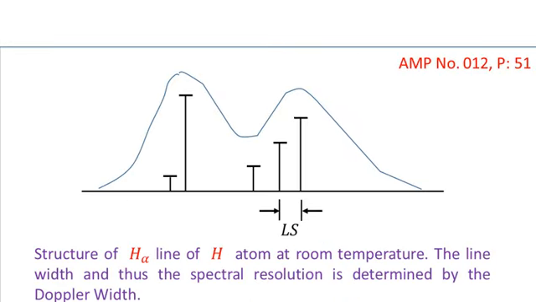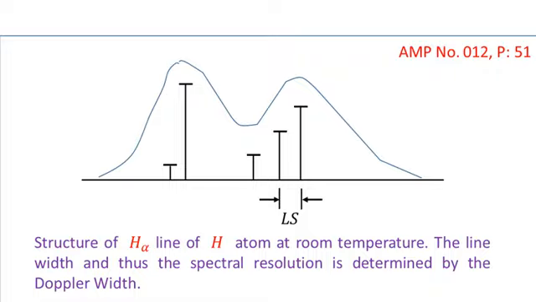And these 7 transitions have been plotted in this diagram. So actually this is the structure of the H alpha line of the hydrogen atom at room temperature. The separation between two lines is due to Lamb shift, because if there is no Lamb shift, then this would be a single line. This is what you can confirm from the previous diagram.